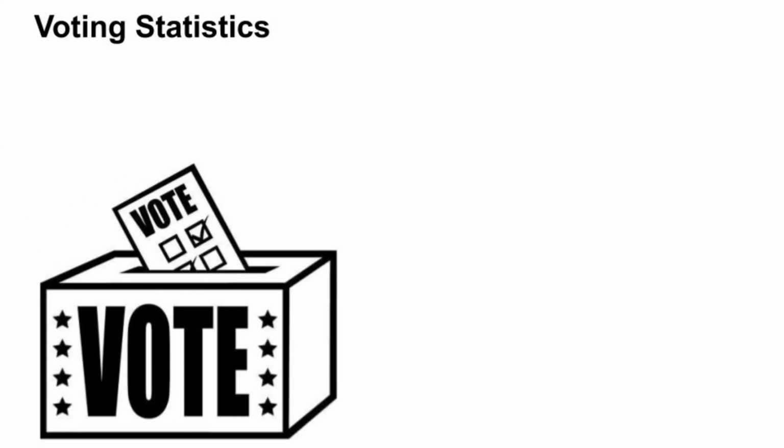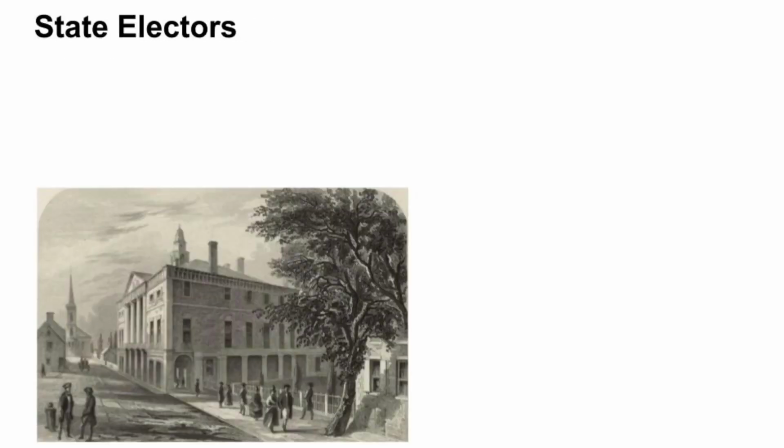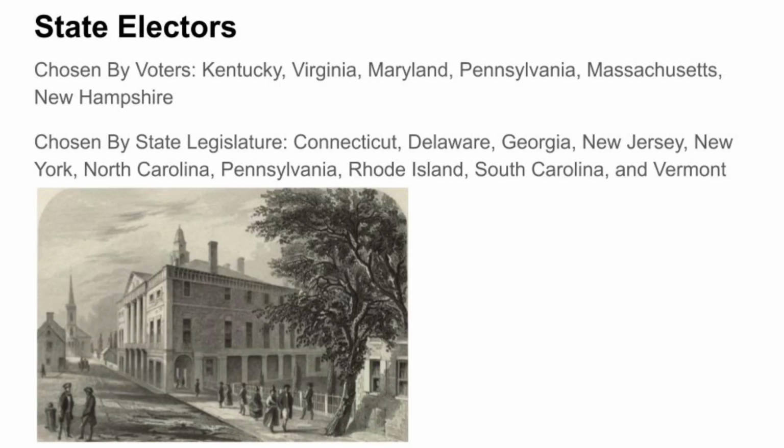With only 0.88% of the population voting in this election, a lot of the country was prohibited from voting, including almost all African Americans, women, and non-landowners. At the same time, more than half of the states that voted in this election did not use voters to choose their state's electors. These states opted to instead use state legislatures.